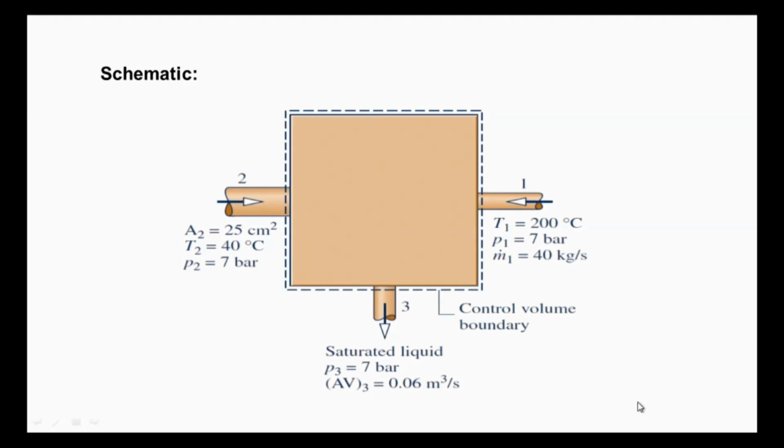The next thing in the solution is to develop a relevant schematic. In this case, it was provided to us. However, let's highlight a few key pieces of information which will guide us towards our solution. The first thing to recognize is we have mass flow rate entering and leaving the feed water heater. This immediately suggests that a control volume approach is relevant.